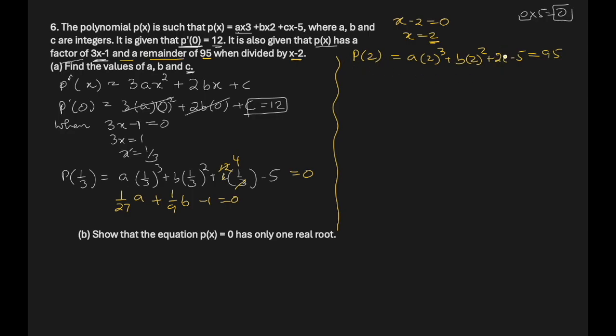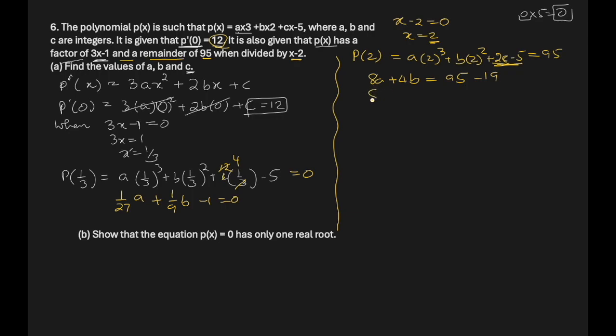Okay. So C is known to us now, and A and B are not. So let's see what equation it gives us. 8A plus 4B plus 2C. C is 12, so 2C will be 24, minus 5 is 19. So I will write 95, and because it's plus 19, it will become minus 19 on the other side.